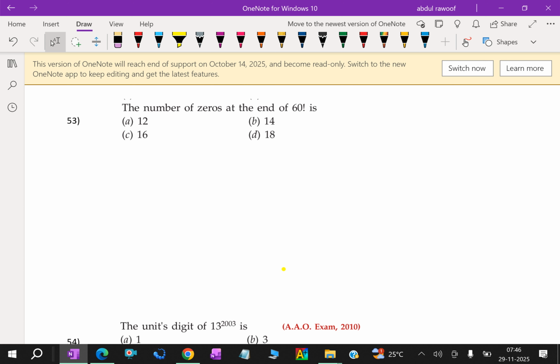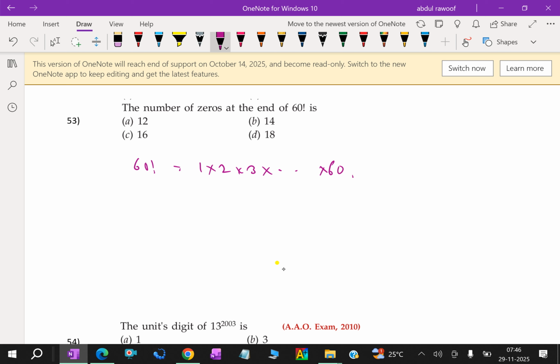Next, the number of zeros at the end of 60 factorial. The highest power of 2 is much higher as compared to the power of 5 in 60 factorial. Here, in this 60 factorial, you know that it is starting with 1, 2, up to 60. Now, in this, of course, 2 has a higher number of factors than 5.